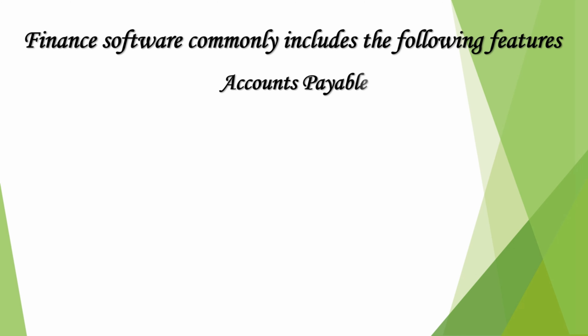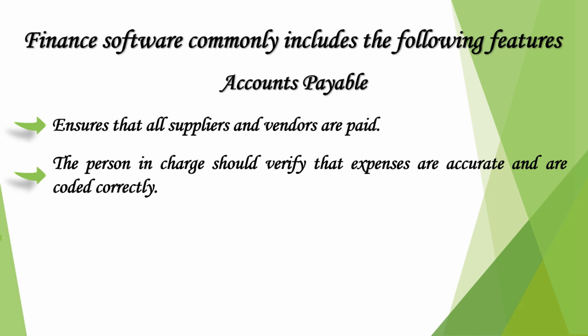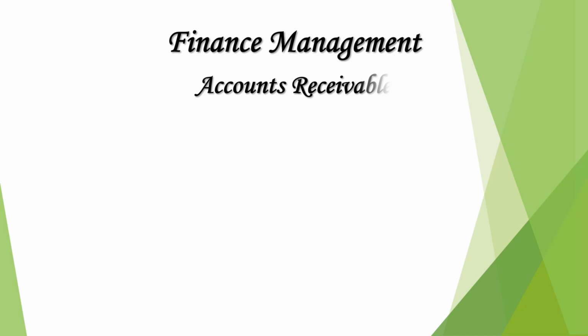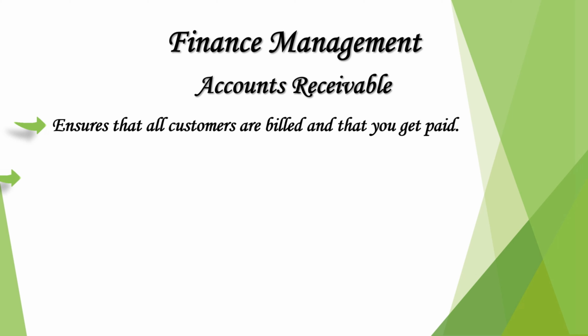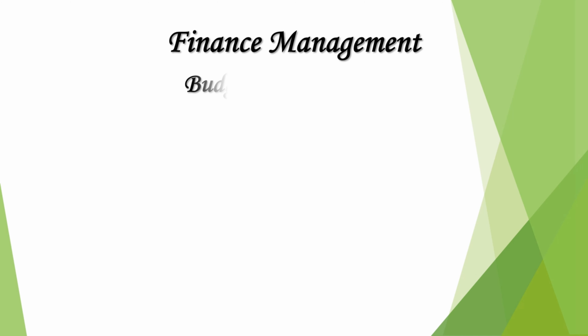Accounts Payable ensures that all suppliers and vendors are paid. The person in charge should verify that expenses are accurate and are coded correctly. How often do you come across expenses that end up in a completely random account? Accounts Receivable ensures that all customers are billed and that you get paid. The person in charge records revenue in the books and makes sure customers know how much they owe.